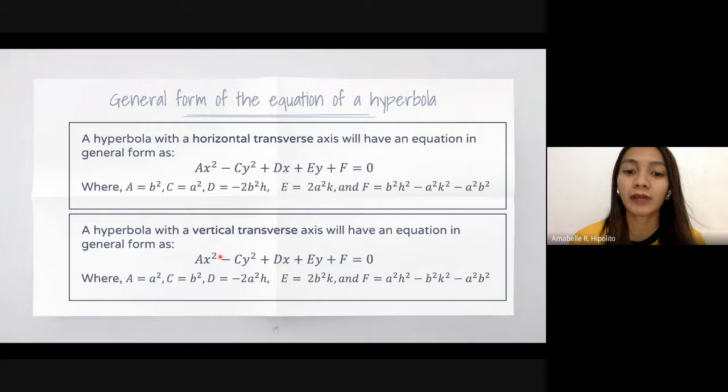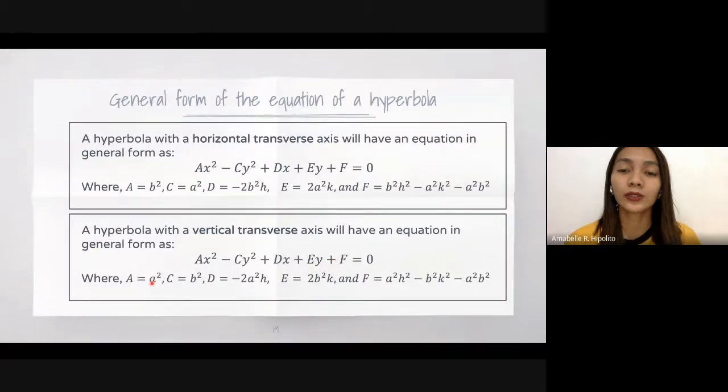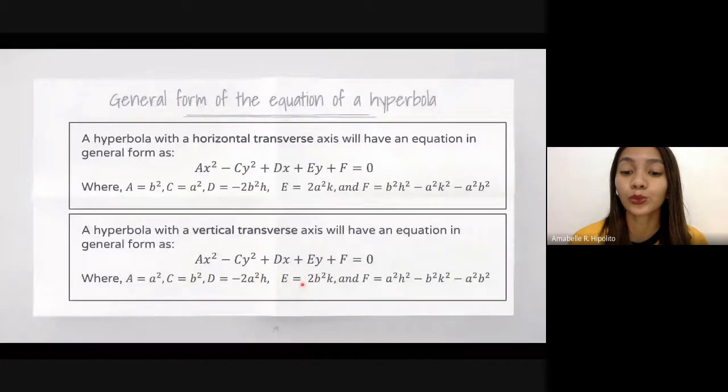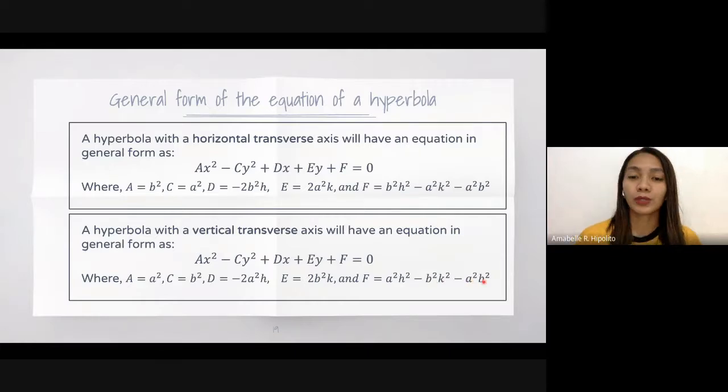A hyperbola with a vertical transverse axis will have an equation in general form as ax squared minus cy squared plus dx plus ey plus f equals 0, where a is equal to a squared, c is equal to b squared, d is equal to negative 2a squared h, e is equal to 2b squared k, and f is equal to a squared times h squared minus b squared times k squared minus a squared times b squared. So if you can observe, there is no difference between the general form of the equation of a hyperbola with horizontal transverse axis and vertical transverse axis.